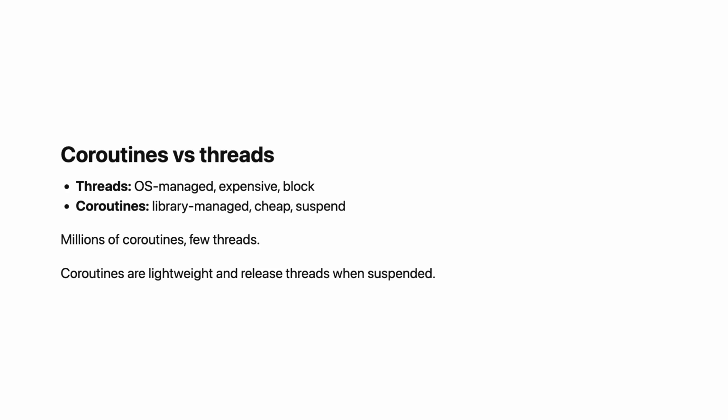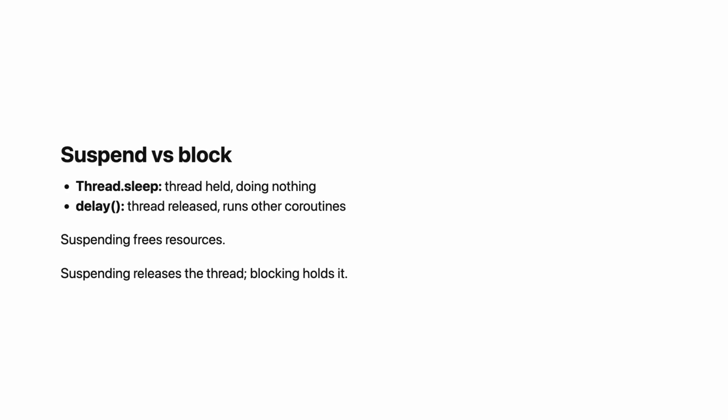Threads block. When a thread waits, it holds the thread. The thread cannot do other work. Coroutines suspend. When a coroutine waits, the thread runs other coroutines. The thread is released, and this is the key difference. Suspending releases resources. Blocking holds them. You can have millions of coroutines on a few threads. You cannot have millions of threads.